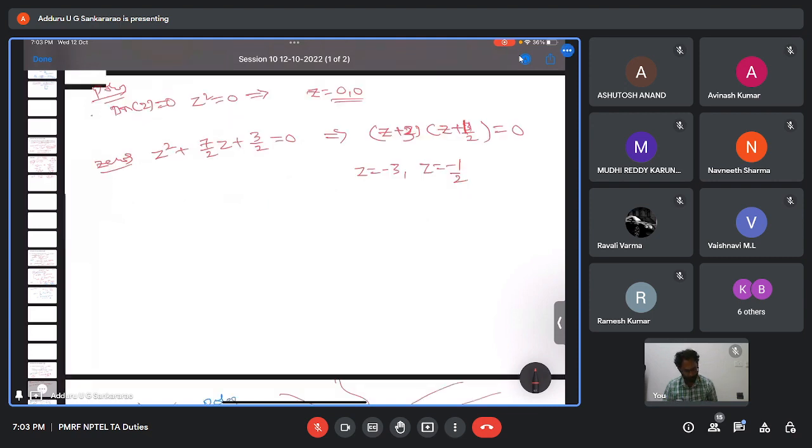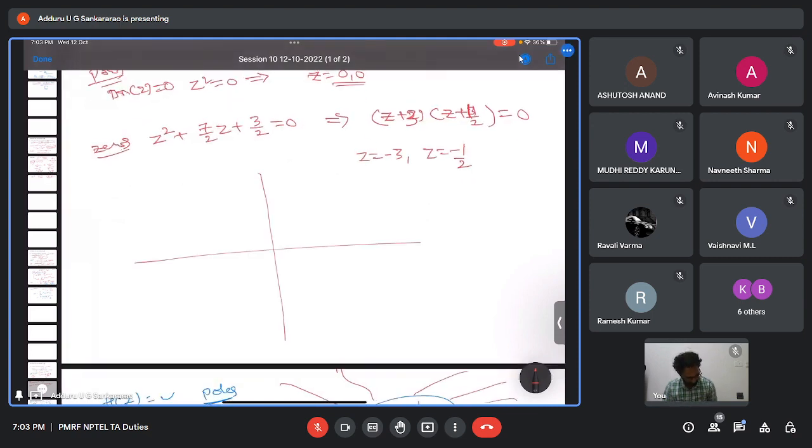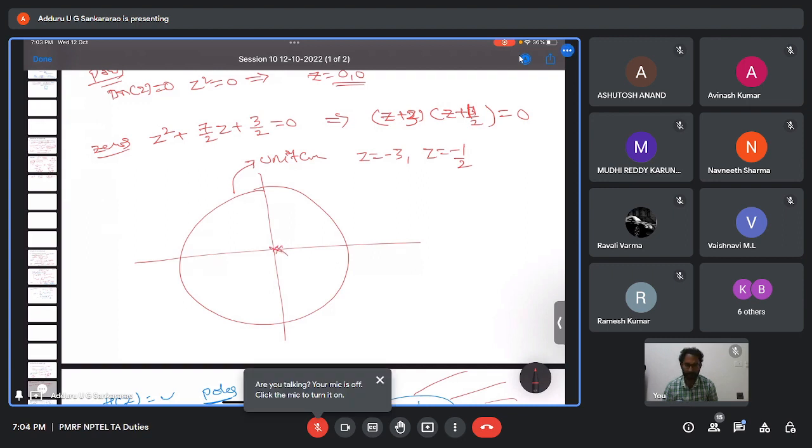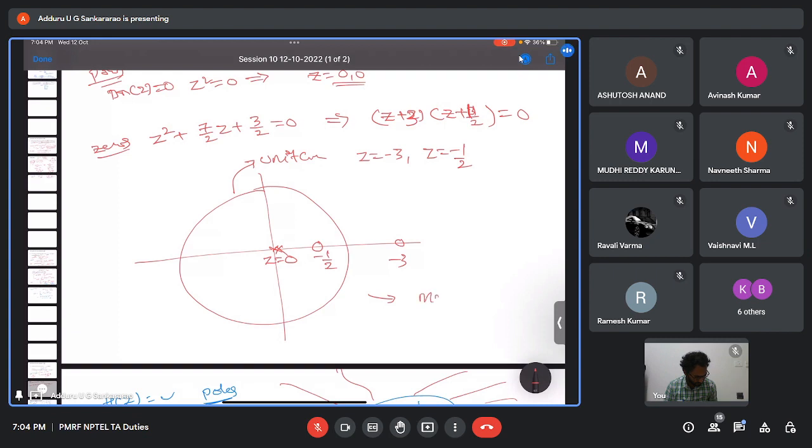These are the zeros. Now for this system, if this is the unit circle, two poles are at the origin. That means all the poles are inside the unit circle. Two poles at the origin, and one zero at minus 1 by 2 and another zero at minus 3. So all poles are inside the unit circle, some zeros are inside the unit circle and some zeros are outside the unit circle. So this is a mixed phase system.